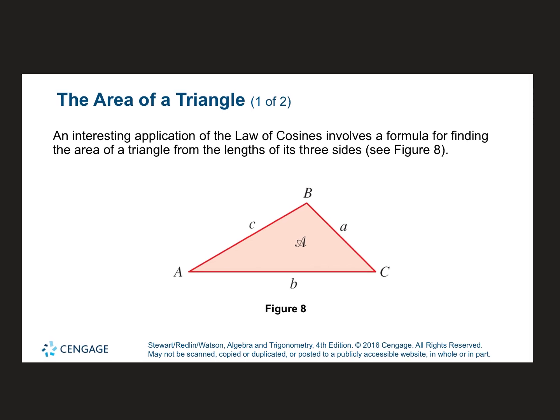An interesting application of the law of cosines involves a formula for finding the area of a triangle with the lengths of 3 sides. We're going to do 2 area problems here, 2 different formulas, and I'm going to give you the formulas on the quiz test. Your normal area formula, you guys would tell me, is 1/2 base times height, right? Base times height divided by 2. Yeah. We use that for right triangles only. We're not talking about right triangles.